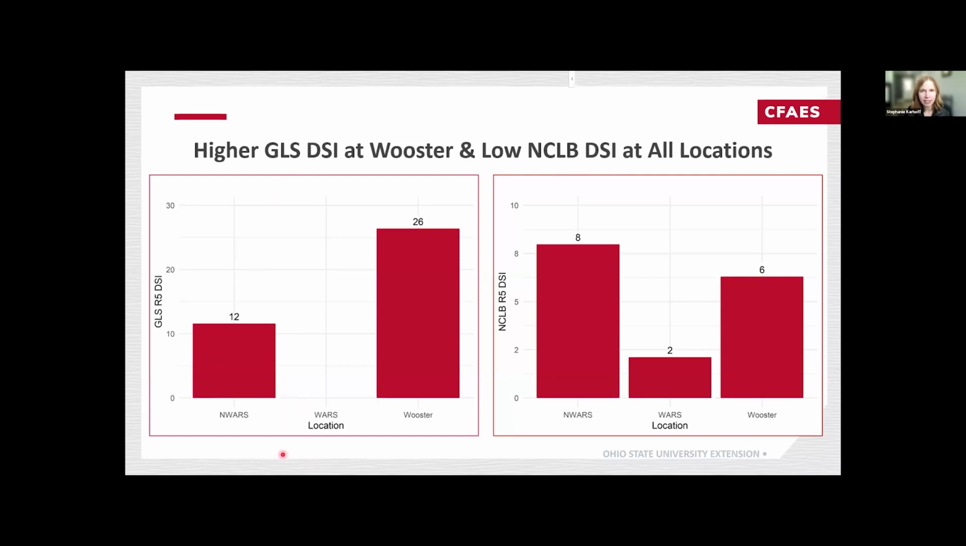So here we've got Taylor's disease severity index by location for gray leaf spot here on the left, and then northern corn leaf blight on the right. So northern corn leaf blight, really probably low levels across all locations, 8, 2, 6 as a DSI. And then for gray leaf spot, we saw a lot more in Worcester.